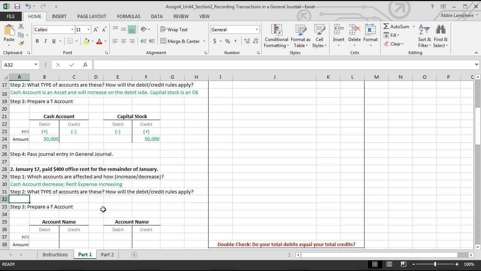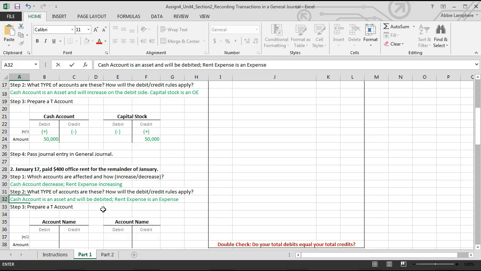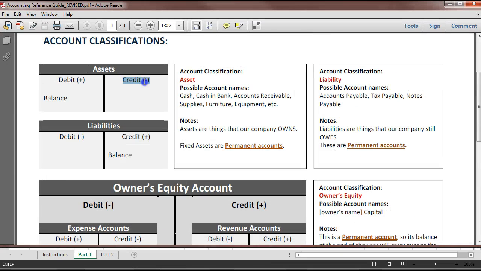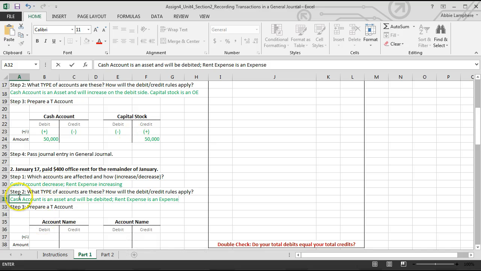What type of accounts are these? Cash account is an asset and will be debited. Rent expense is an expense. Oh, and I already made an error. So my cash account is actually, we said it's going to decrease. And as an asset account, our cash should be decreasing as a credit. So I need to go back and fix that. Cash account is an asset and will be credited.